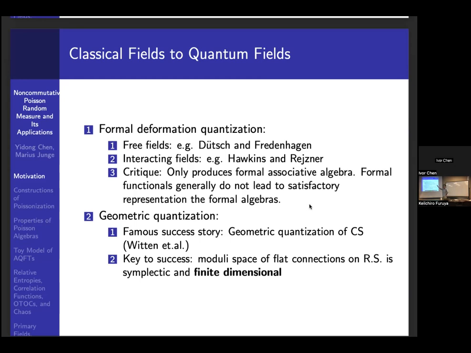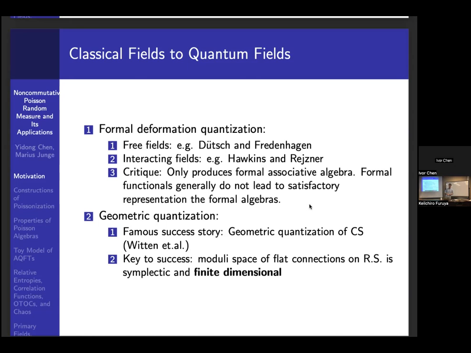And on the geometric side, obviously you have this famous success story by Witten and collaborators, which is the geometric quantization of Chern-Simons theory. But the key here is that you're not actually dealing with something infinite dimensional at the end of the day. You're dealing with the moduli space of flat connections on a Riemann surface. And this moduli space, miraculously, is both symplectic and finite dimensional. So even though it is Chern-Simons theory, which we usually think of as a really complicated theory, at the end of the day it's still finite dimensional, at least the classical solutions.